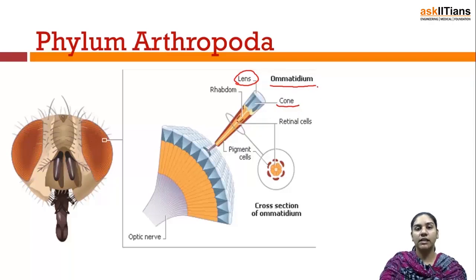There are retinal cells behind the cone and the pigment cells. So this figure shows the cross section of the ommatidium. And all the ommatidia are connected to an optic nerve which sends the signal to the brain.